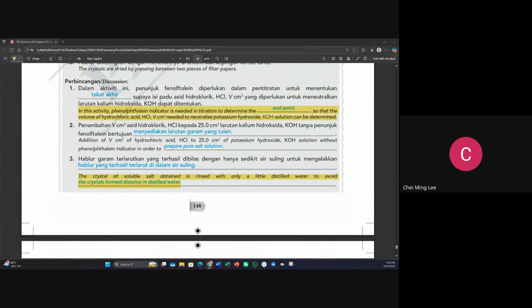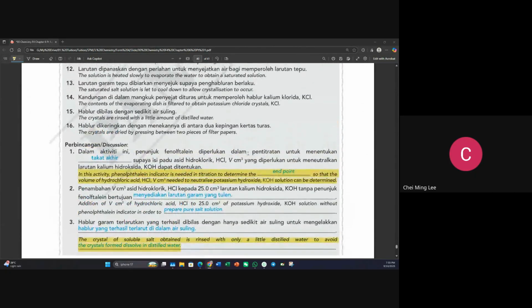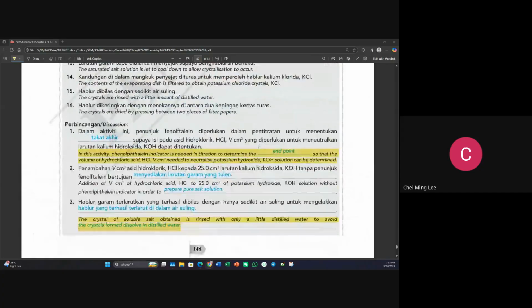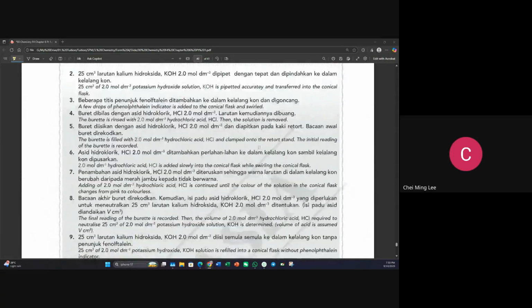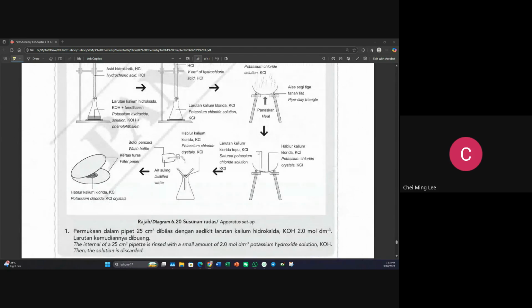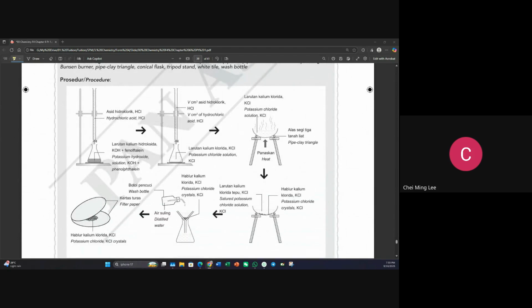Now, in this activity, you should draw the whole process. At least draw this. No need to be too neat. Remember, this is just a note. I'm not asking you to become Van Gogh or something like that.